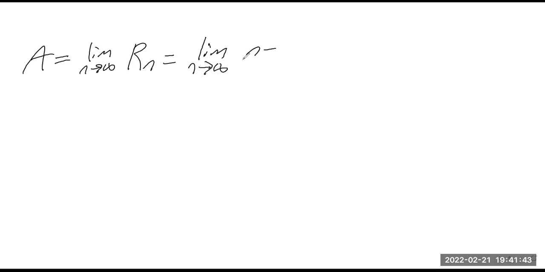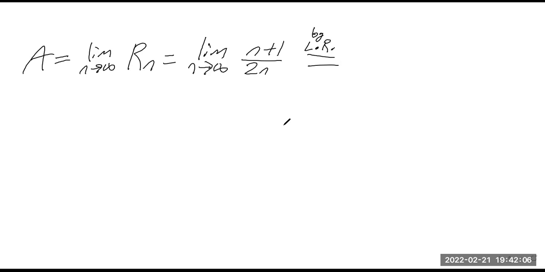Going to the next slide. A is equal to the limit as n tends to infinity of Rn. We have the limit as n tends to infinity of this n plus 1 over 2n. Now, if I take n to go to infinity on top, what do I get? A nice infinity. Same thing on the bottom. Infinity over infinity means that we have an indeterminate form. We can apply L'Hopital's rule directly.